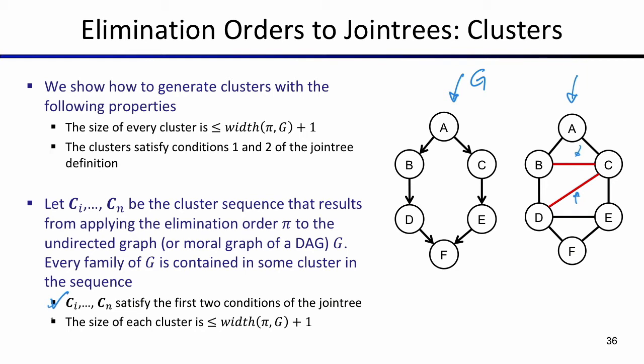And the second property here is that the join tree that we're going to generate will have the same width as the elimination order. So we'll create clusters that are smaller or equal to the width of the elimination order plus 1. So the width of the join tree will be equal to the width of the elimination order.